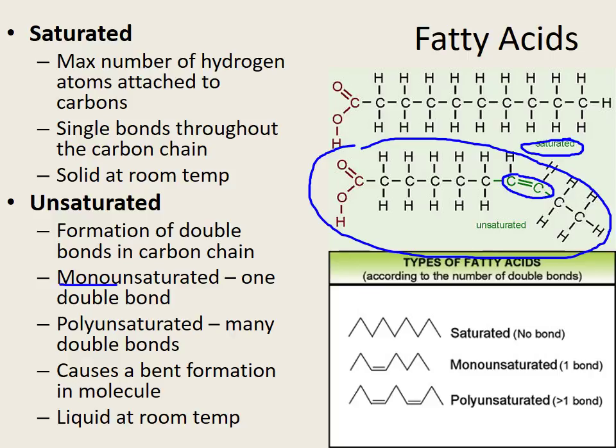What happens in these fatty acids is it causes a bent shape. The difference between the two is that saturated fatty acids are more solid at room temperature, more like your butters or margarines. Unsaturated fatty acids are liquid at room temperature. An example would be your oils that you might use for cooking.